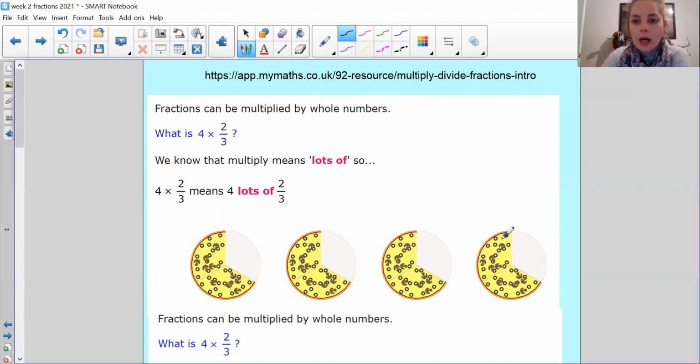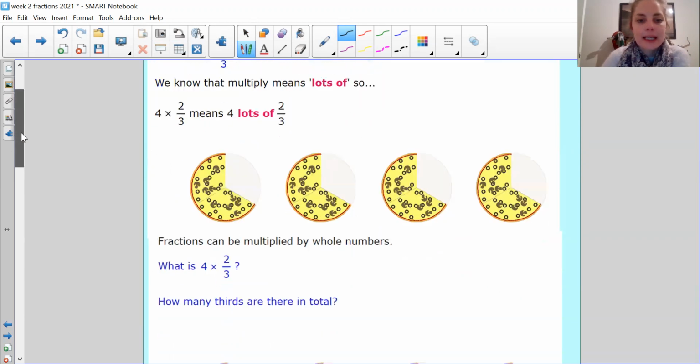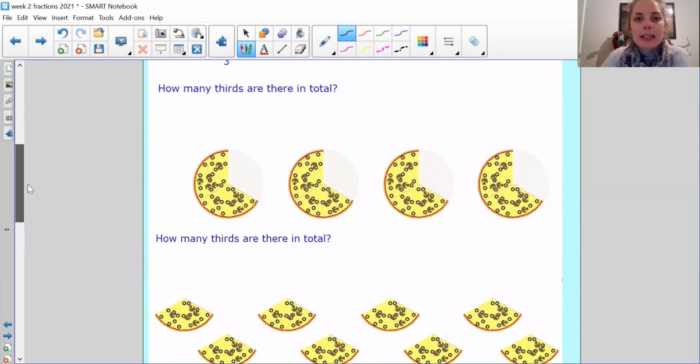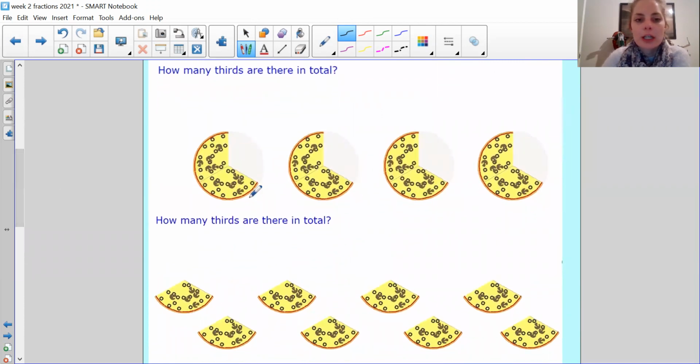So there are my 4 parts, okay? And in each pizza, I have got 2/3. Right. So when we are looking at fractions multiplied by whole numbers, it says how many thirds are there now in total? So if you had to count all these thirds, how many would you have in total? Have a quick go at counting all these pieces here that you have. Right, if you need a bit more time, you can pause the video. Otherwise, let's have a look.